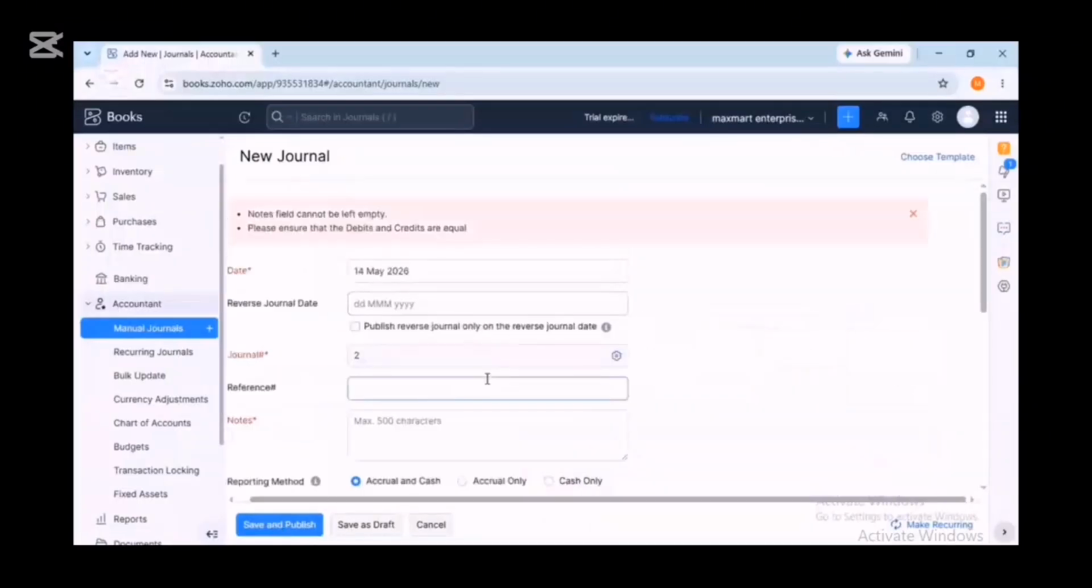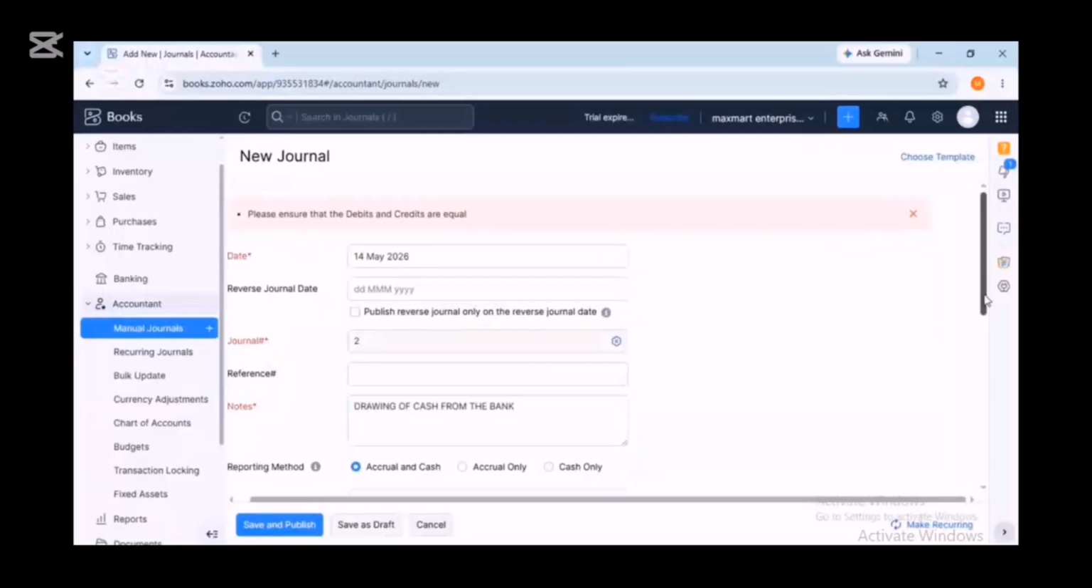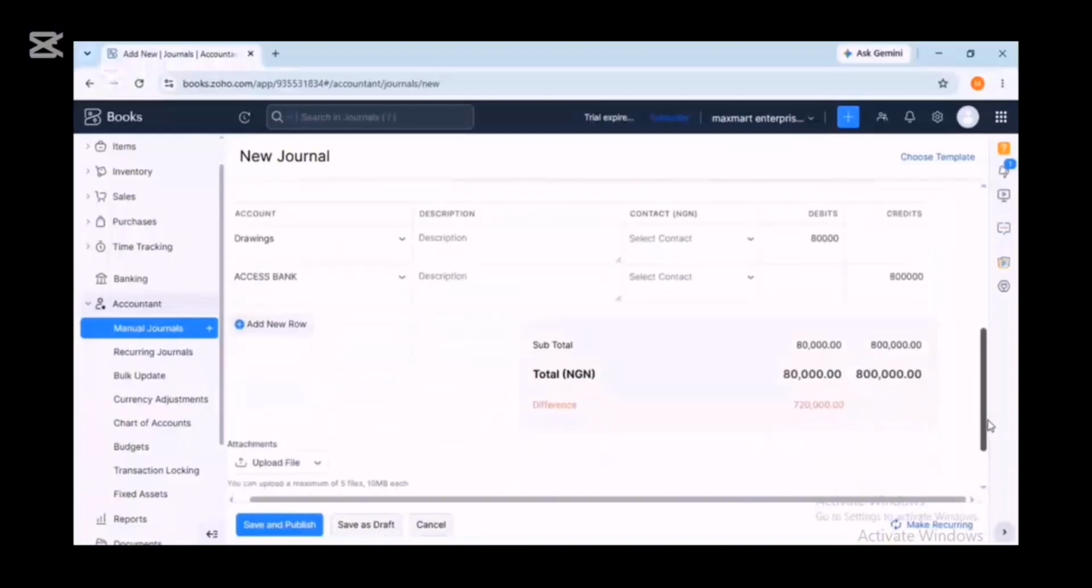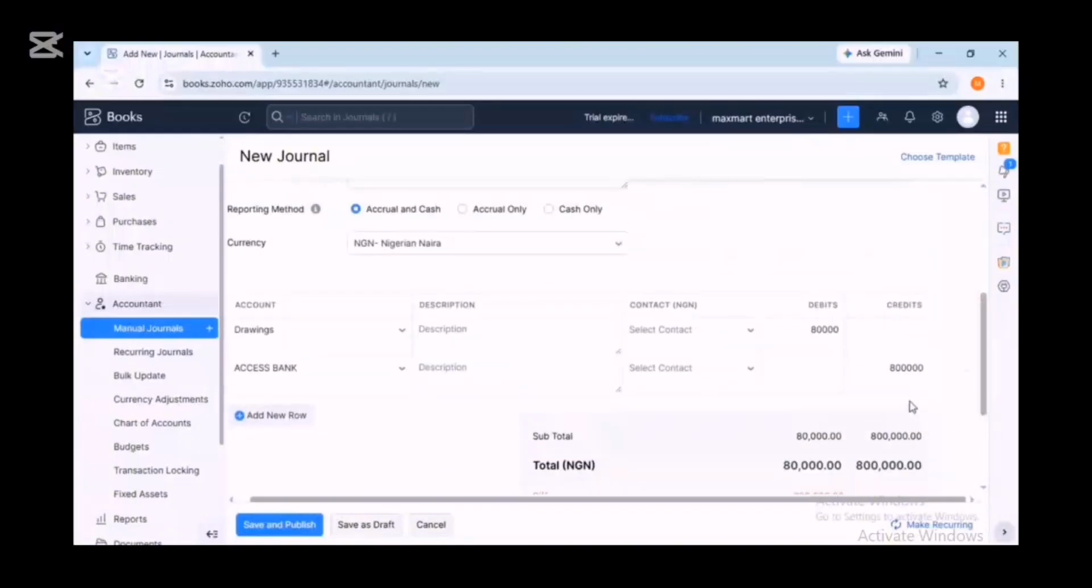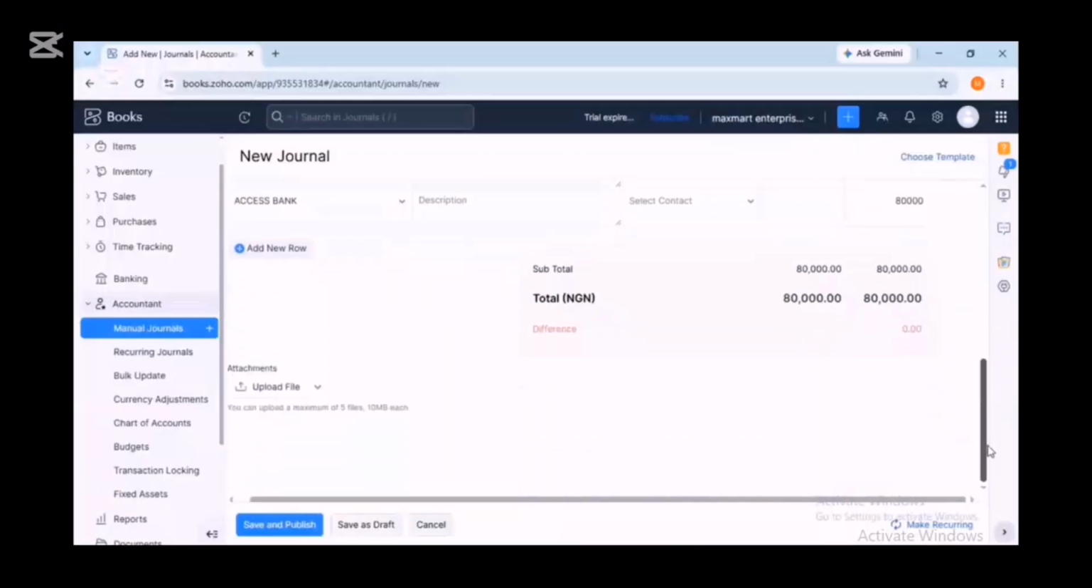Okay, the narration. Let's see what was in there. So they are filled within the notes as the narration, drawn of cash from the bank. Exactly. So let's go. Okay, we have the inflated amount here, 80,000, not 800,000. So that's that. Let's save up.